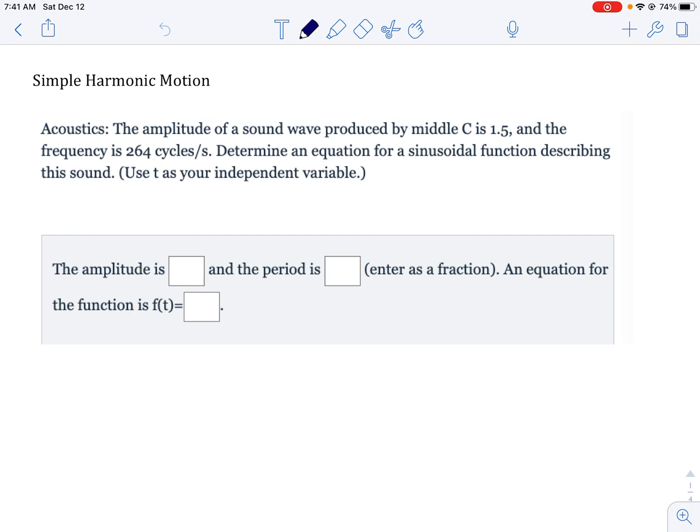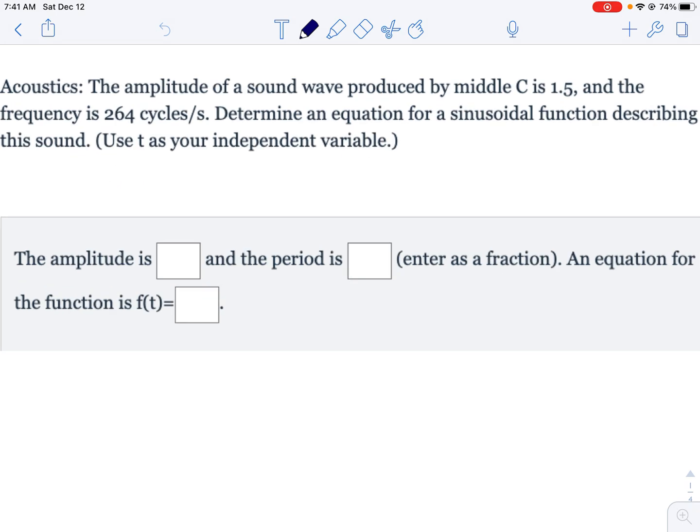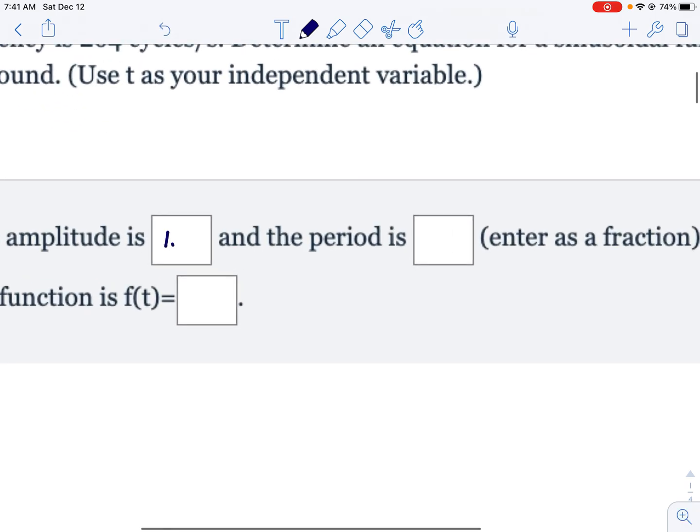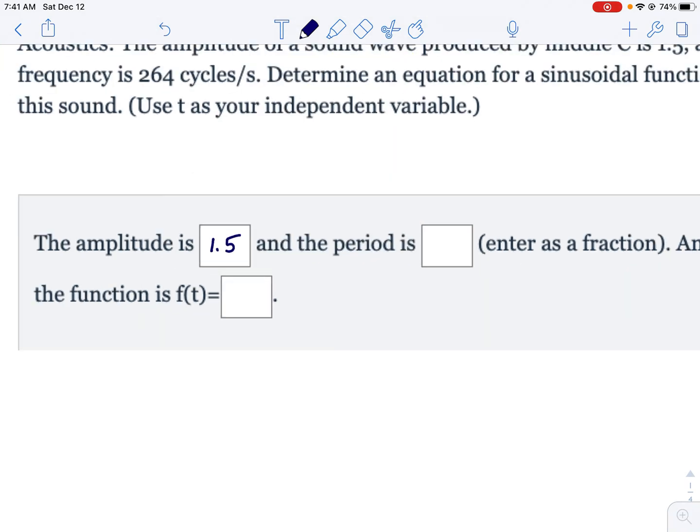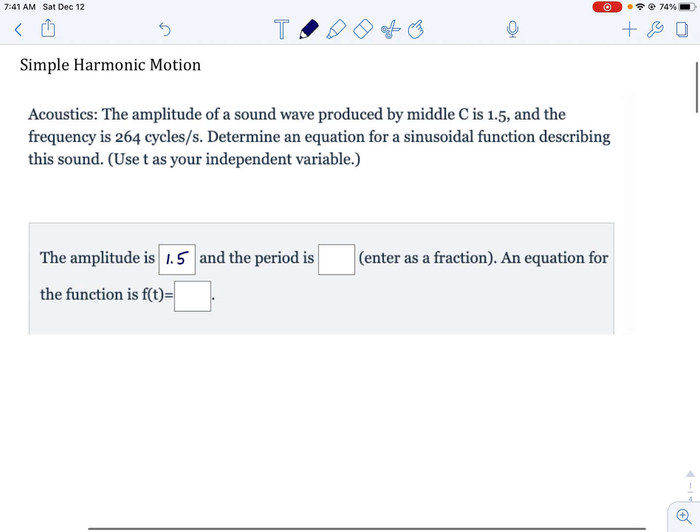First of all, the amplitude is given. The amplitude of the sound wave produced is 1.5. They gave you that, so for amplitude, you could really just put 1.5 right in there. Obviously, you'll be typing it in. I'm going to write it here on my iPad.